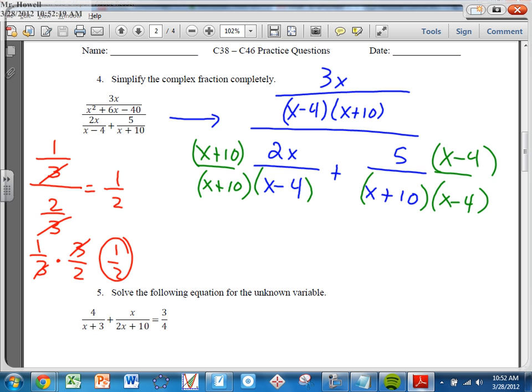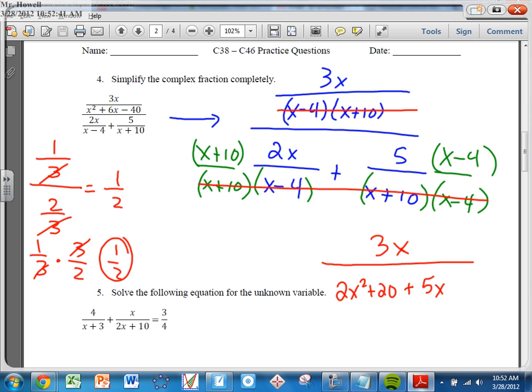We did it in class. This is not what's important right now. What's important is that you remember how to do it. So cancel these. Cancel those. So what is your answer going to be? Finally, simplify, combine like terms. 2x squared plus 20x. That's an x there, sorry.